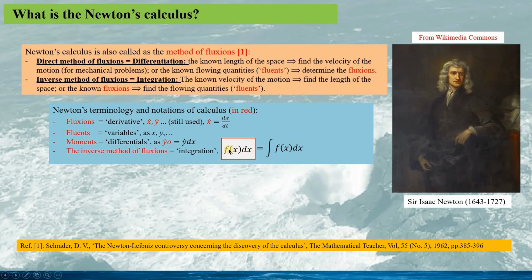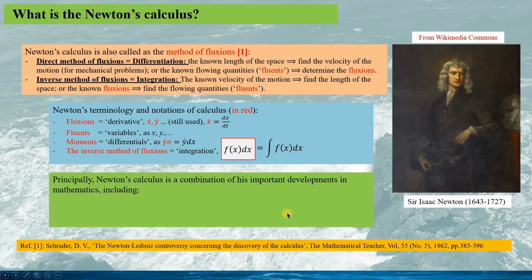And the inverse method of fluxions, the integration: in Newton's notation it is given in a rectangular box, and now the integration is given as this, the Leibniz notation. Principally, Newton's calculus is a combination of his important developments in mathematics, including the binomial series, the inverting algorithm, and the quadrature rules. These are the topics in this talk, and we can see the obvious calculus elements in these rules.